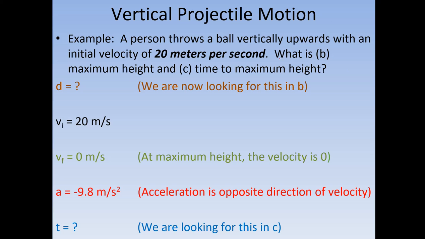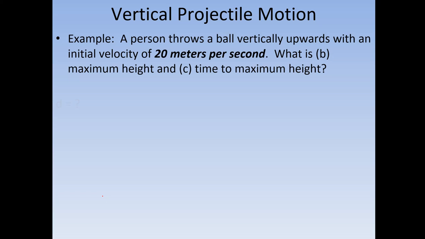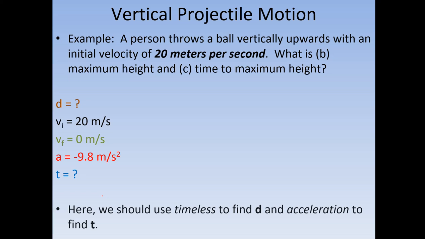So looking at this, it's very clear that in order to solve for part B, with a, vi, vf, and d, we're going to use timeless, the vf squared equation, to find this part. And then to find the time, we can pretty much use any equation, but we're probably going to want to use the acceleration equation. I'm not going to go through the working that out because it's very straightforward from there. But yeah, that's what you're going to have to do.